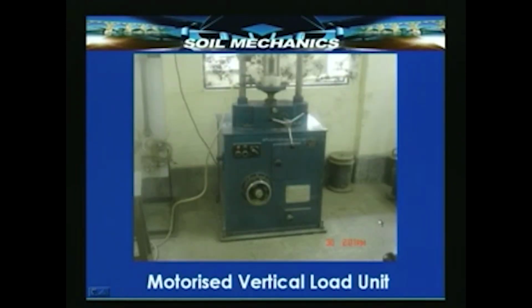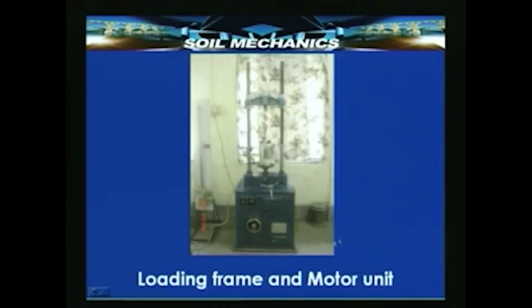Another photograph, a greater detail of the motorized vertical load unit. We have here the facility to control the speed of this motor, so that the movement of the platen upwards is controlled in a strain controlled manner. So, by adjusting the strain in the upward direction, we can control the load that is applied in the vertical direction. Here is the loading frame, the cell and the motorized unit and the pore pressure unit all together, one of these views.